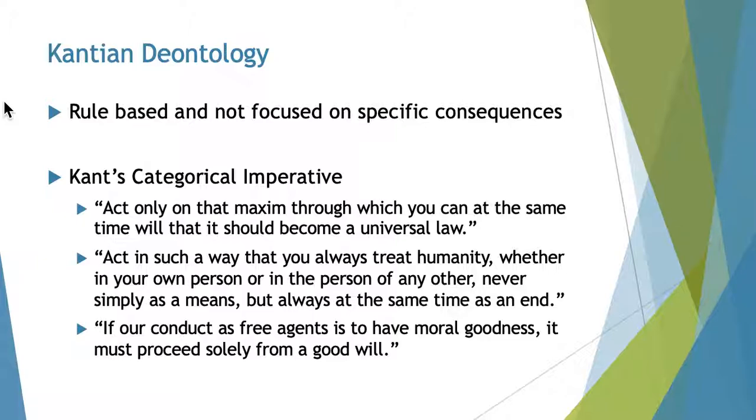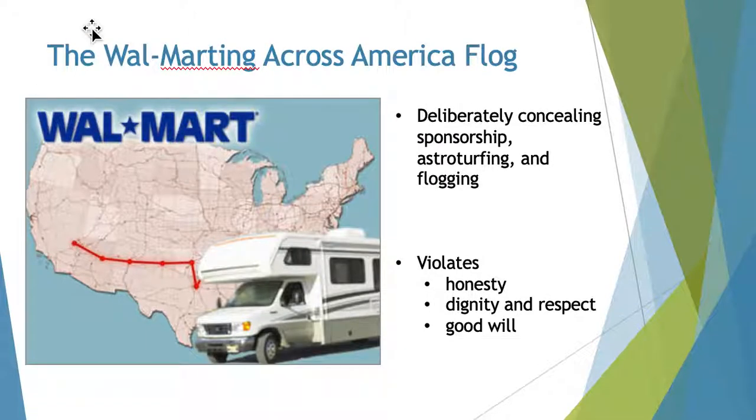So that's why this article is really great, right? Because it breaks these things down, right? Here's a type of communication that clearly wasn't right in some way. Well, here's why it fails Kant's categorical imperative, right? Here's why we can say it's unethical. So the first case study she mentions is the Walmarting Across America flog. And by flog, she just means fake blog.